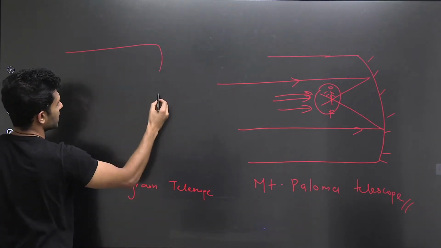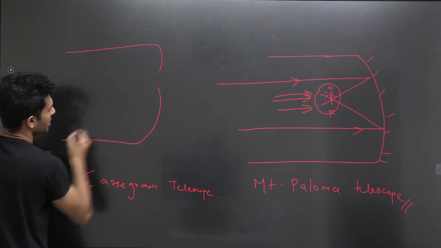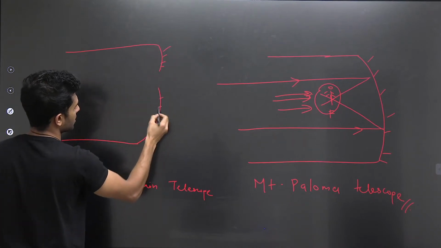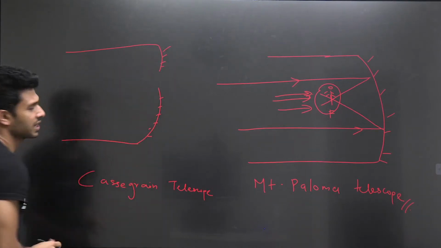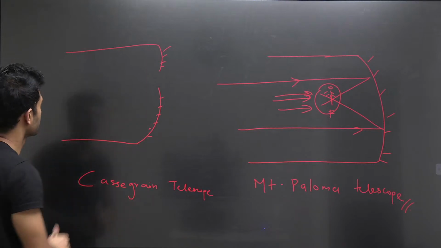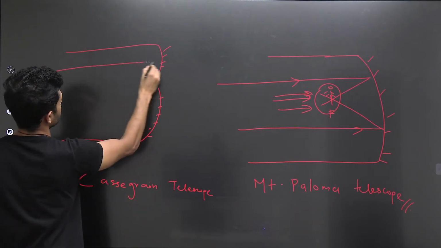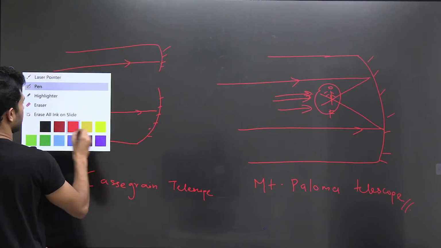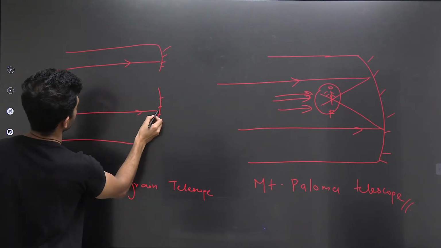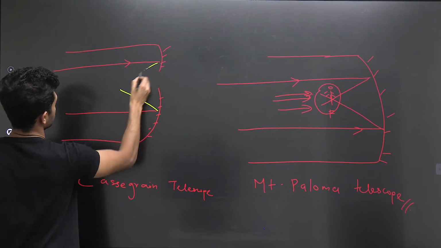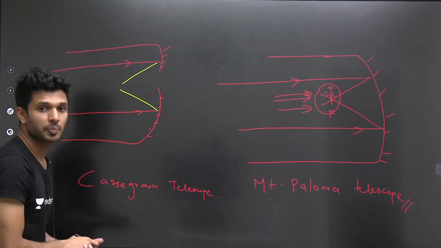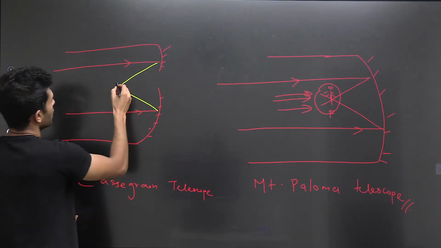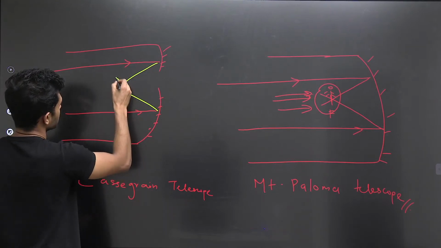It will have the same concave mirror. Light rays will be coming, and they will be reflected. But we won't make the person sit here. Instead, we will be keeping another convex mirror.